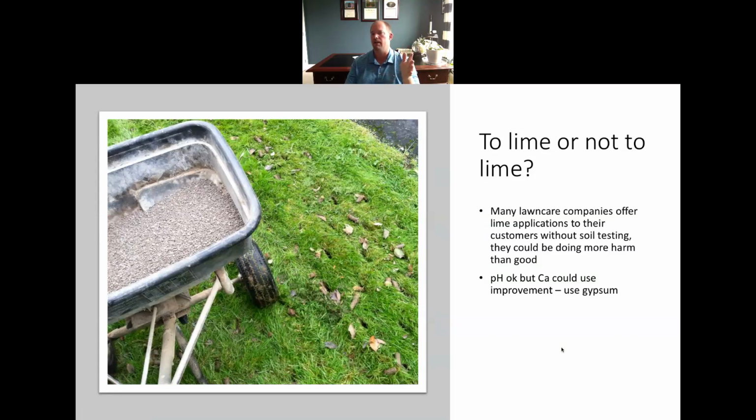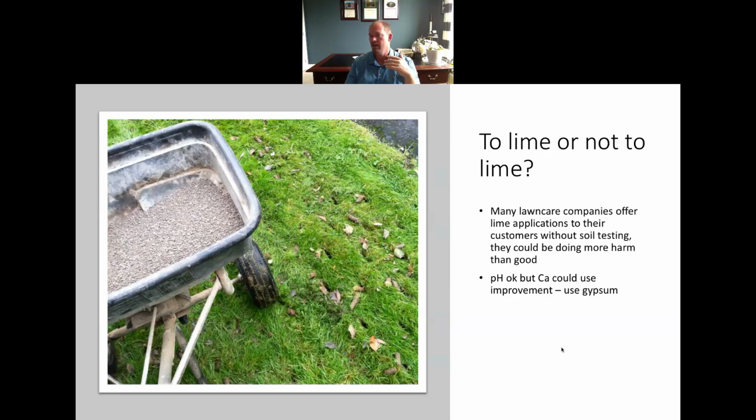Many lawn care companies offer lime applications to their customers without soil testing. It's cheap money. They go out there, it's an easy sell a lot of times, but you could be doing more harm than good, because the pH might actually be okay. A lot of times when I look at soil tests up here, we could do with a little more calcium. Calcium isn't going to necessarily hurt anything when it comes to soil testing, but a lot of times the pH might be okay, so we don't necessarily want to lime.